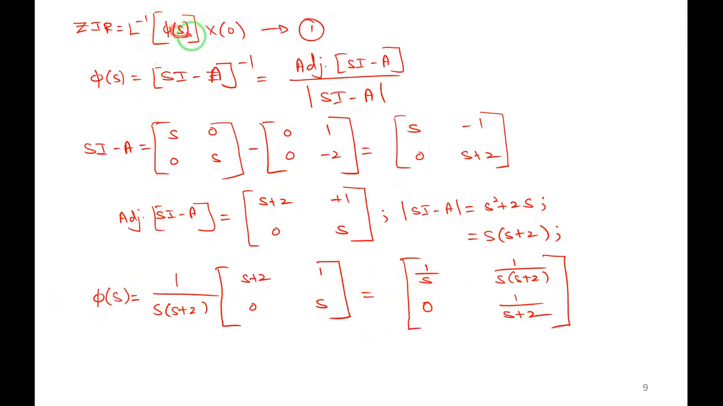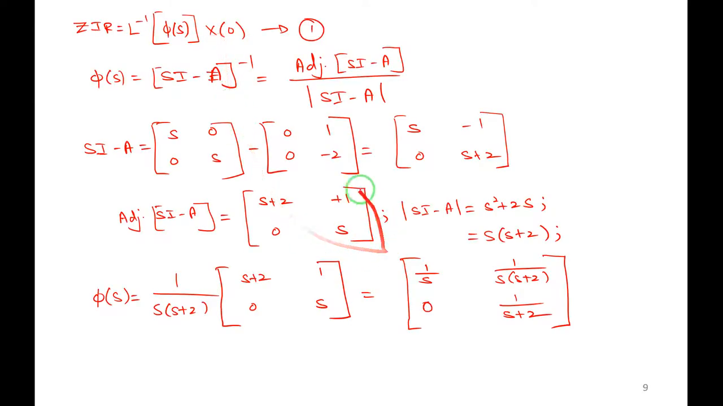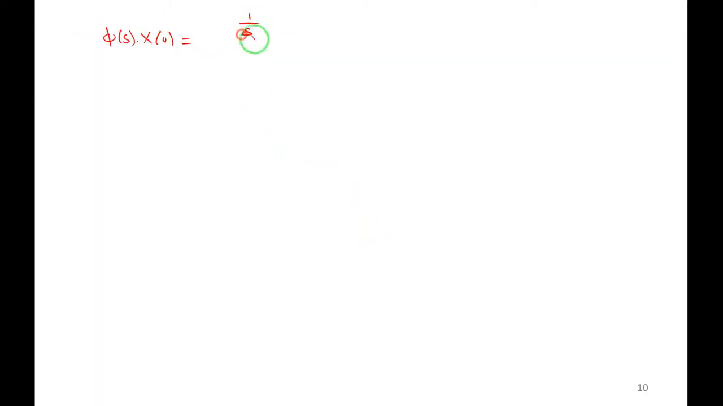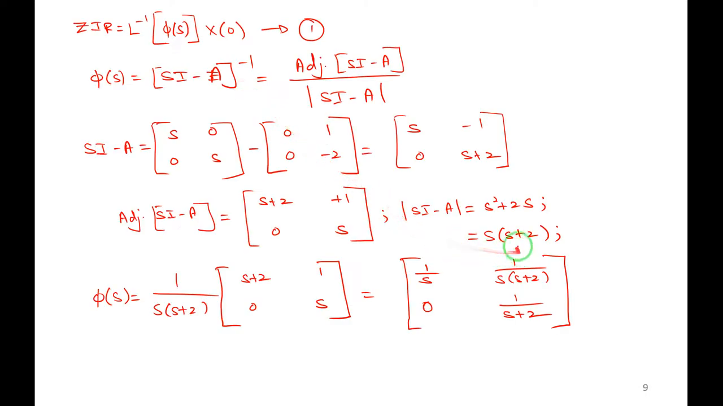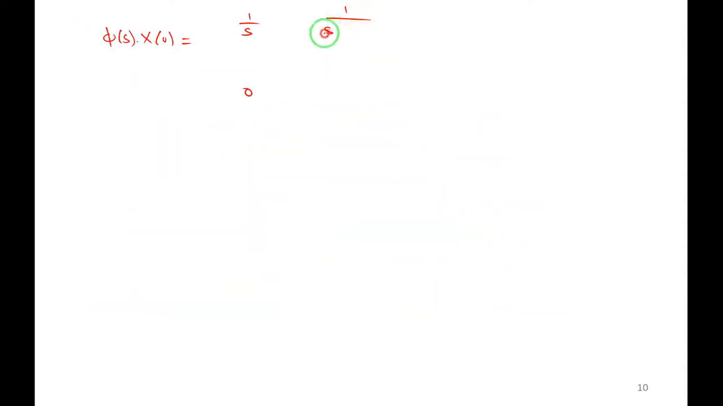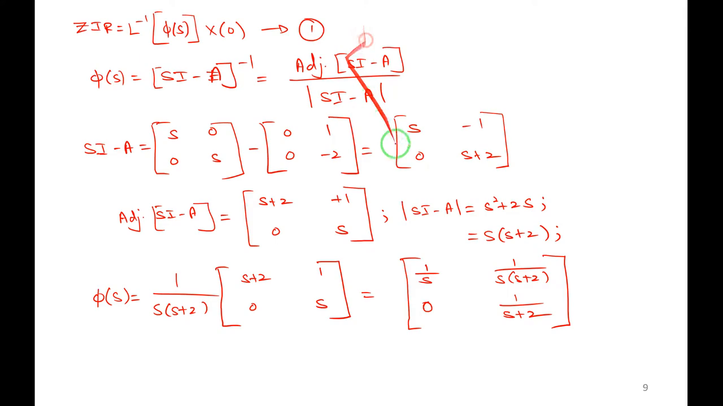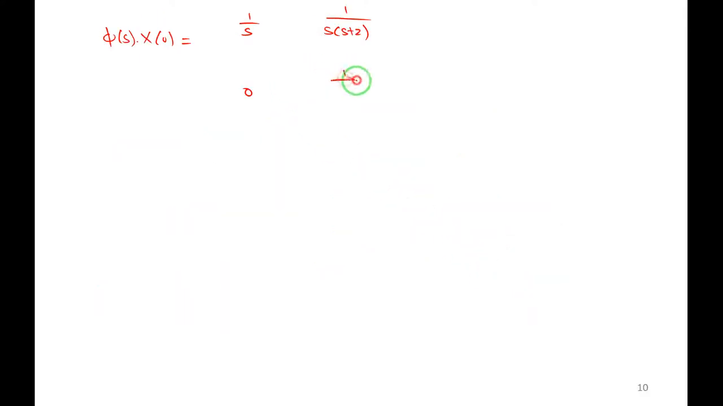But what we want is phi of s into x of 0. First we will calculate phi of s into x of 0, then we will apply the Laplace inverse, right? So phi of s into x of 0. What is phi of s? Just now we calculated: 1 by s, 1 by s into s plus 2, then 0, and the fourth element is 1 by s plus 2.